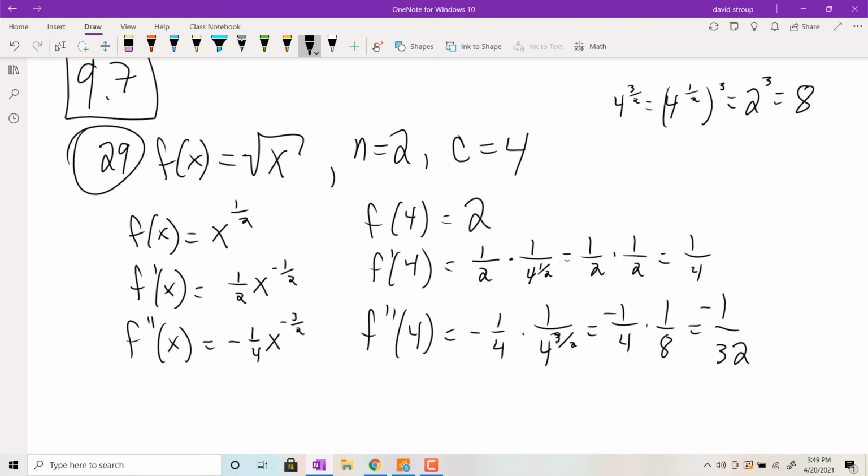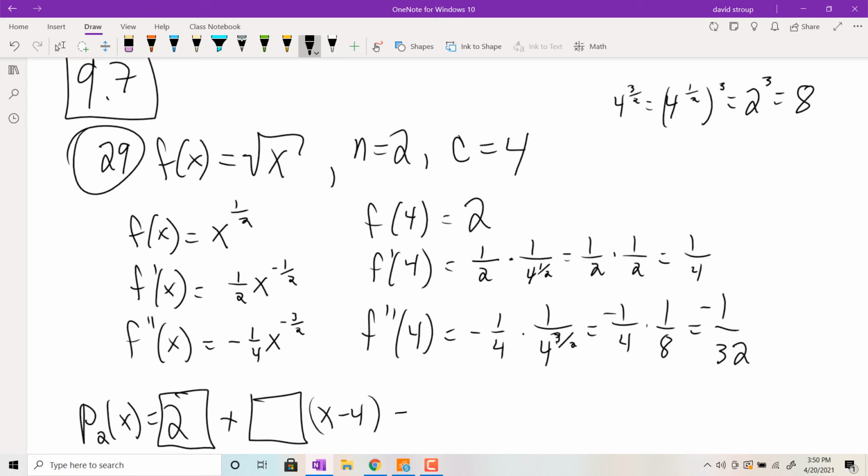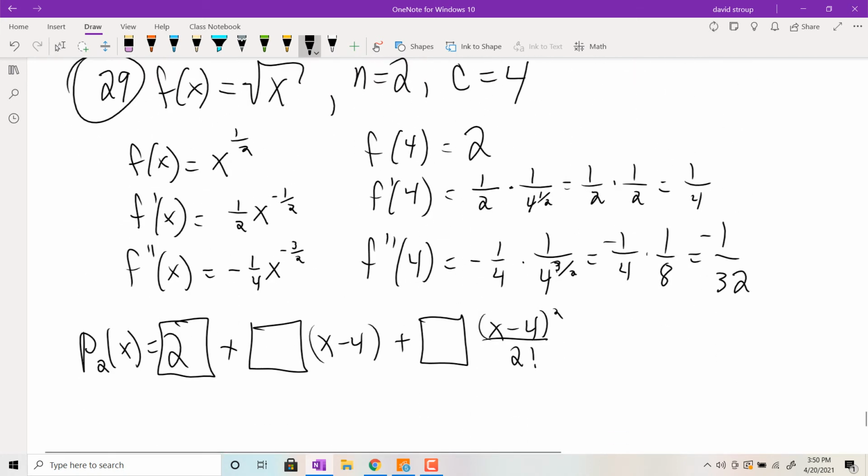Okay. Then we just go to our form for P2 of x. That'll be 2, and you want to use the boxes you can. So 2 plus box times x minus 4 plus box times x minus 4 all squared all over 2 factorial. And then plug in the boxes. 2, 1/4, negative 1/32. Okay.